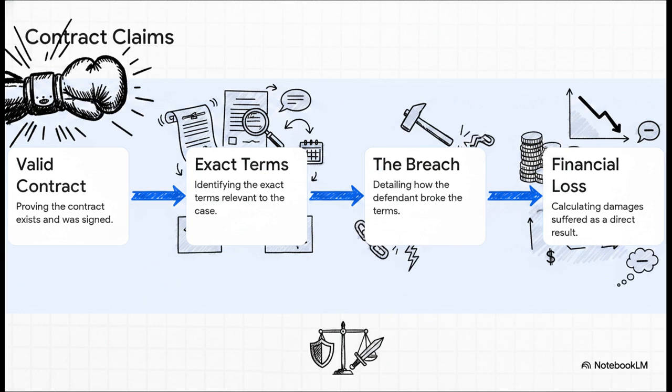Step 1. Prove a valid contract actually exists. Was it written or verbal? When and where was it signed? Step 2. List the exact terms of the contract relevant to the fight. Step 3. Detail exactly how the defendant breached or broke those specific terms. And Step 4. Calculate the financial loss, the damages, suffered as a direct result of that broken promise.